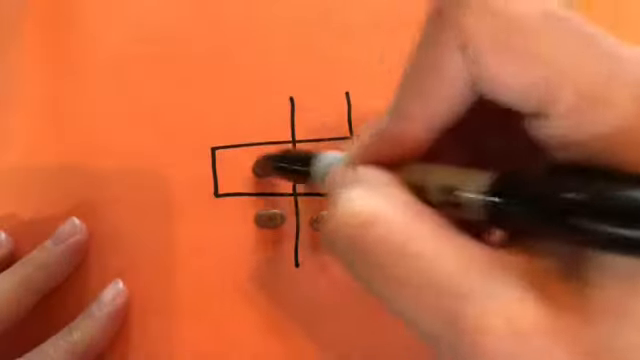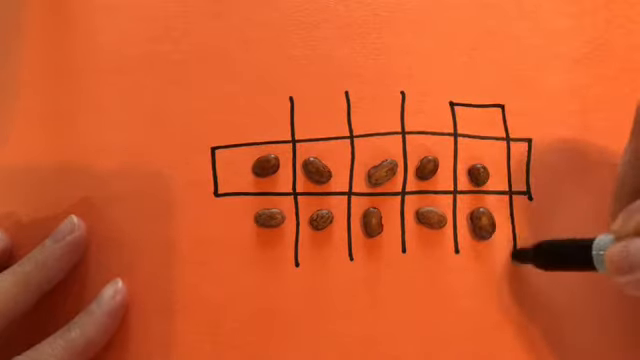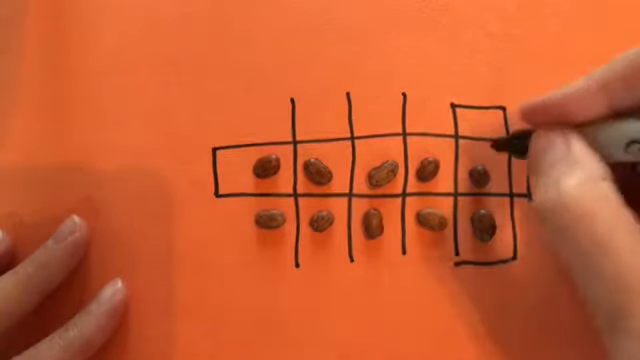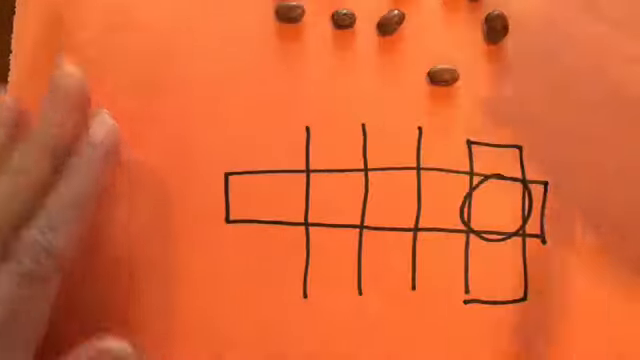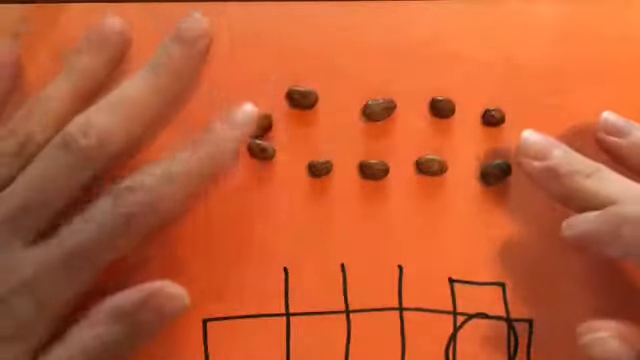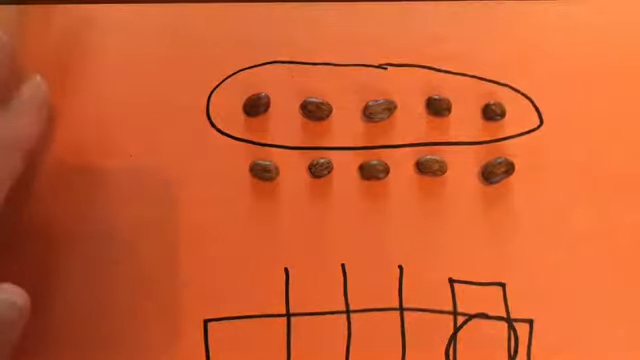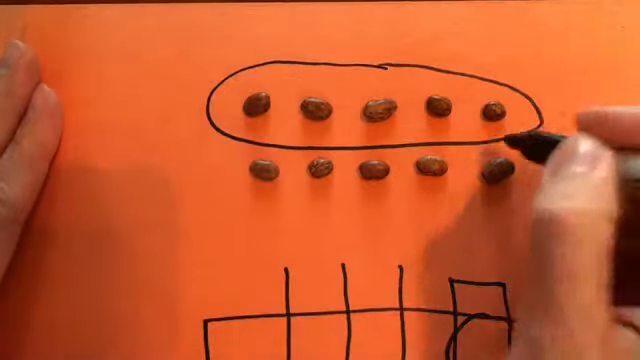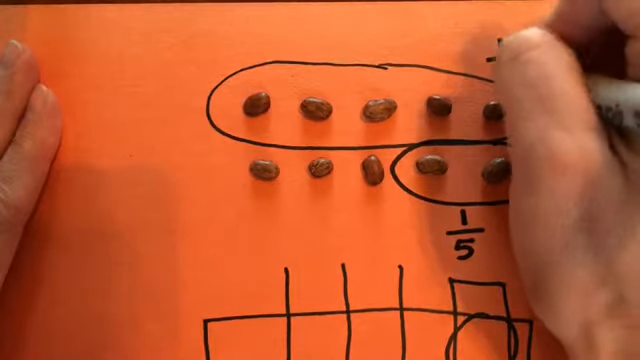It's kind of confusing because I already have these together in a group. But if I think of them this way, then I know that 1/5 of the 10 beans would be 2. But I can't use the same one because that would get confusing. So let's reset here. I know I have half, which is 5. Half of the beans is 5. And I broke them into 5 groups. And I know that 2 beans is 1/5. So I know that this is 1/5 and this is 1/2.